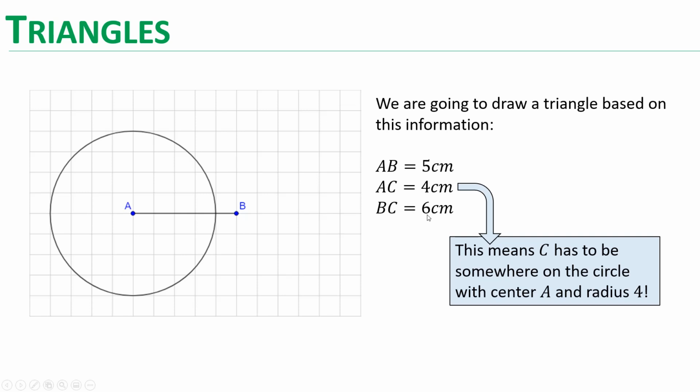But this is not the only information we have about point C. We also know that BC is 6 centimeters, and that means, for the same reasons, that C has to be at a distance 6 from point B, so it has to be on a circle with a radius 6 around point B. Now these circles intersect, they meet in 2 points. And where they intersect, we find points that are both at a distance of 4 from A and at a distance of 6 from B. And that is what we need. So we pick either of those points, we plot the vertex C there, and now we can finish the triangle.